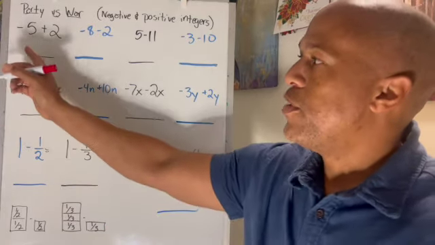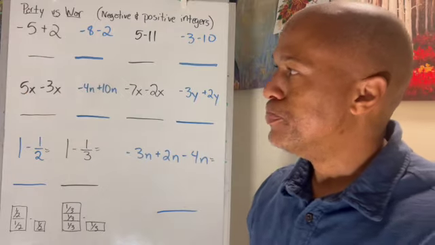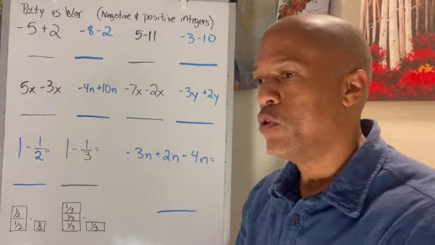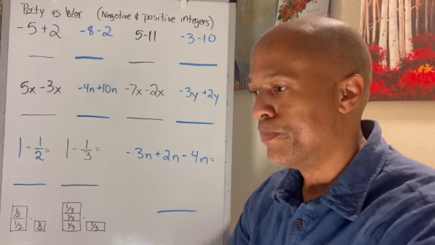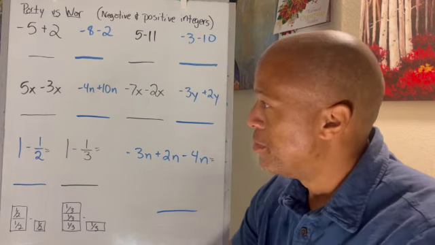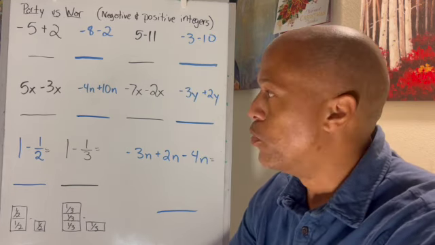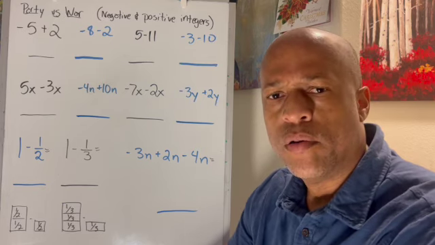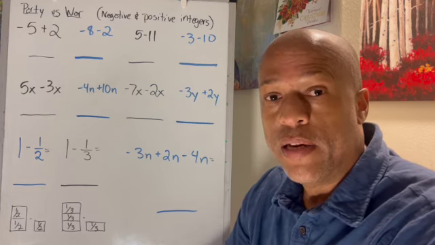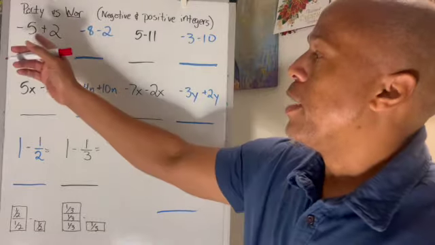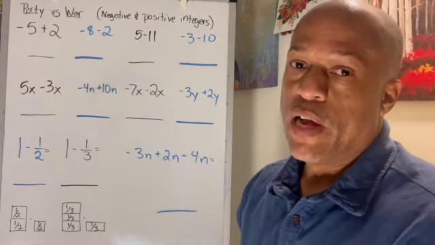The first one I have here is -5 plus 2. -5 and +2. Are they going to party or are they going to war? War. That's right, they're going to war. What happens in a war? People get deleted or subtracted. That's right, so we're going to subtract. We know the difference between 5 and 2 is 3.